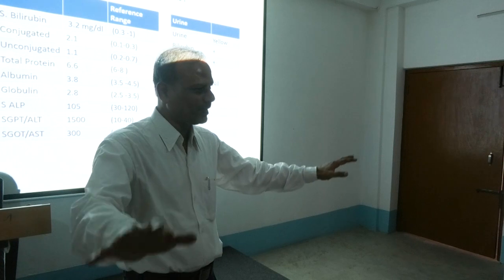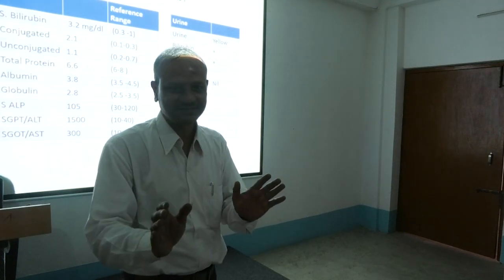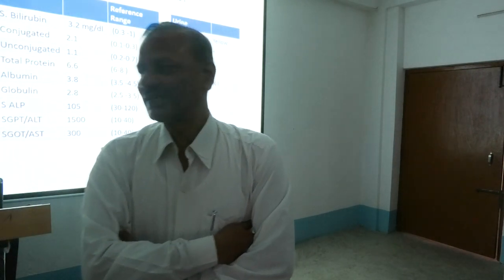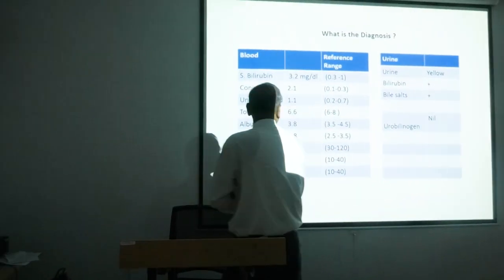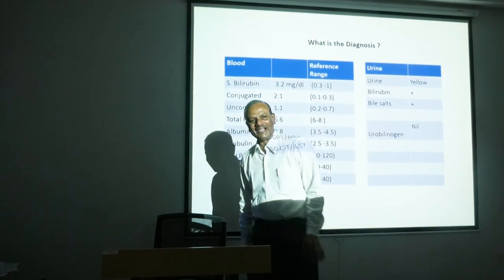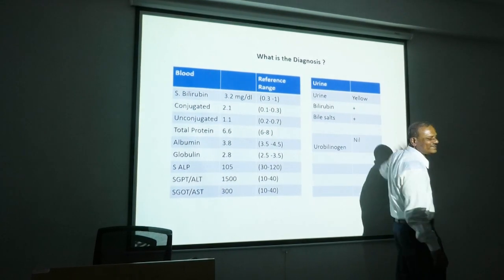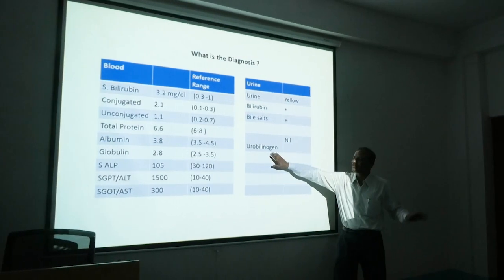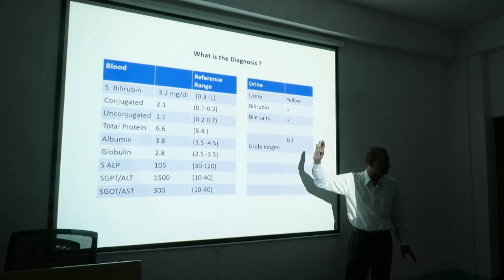So in the same batch, all of you will pass. Now some will say this, some will say obstruction. It's a case of pure hepatocellular disease only. I told you, you need not see this urine report at all. If you don't see this urine report, there will be no problem. You don't require this urine report at all.